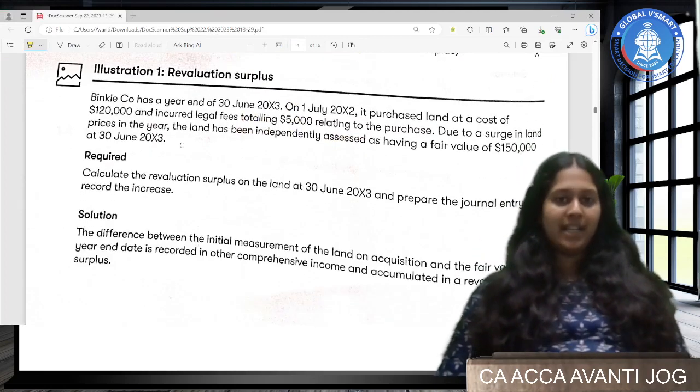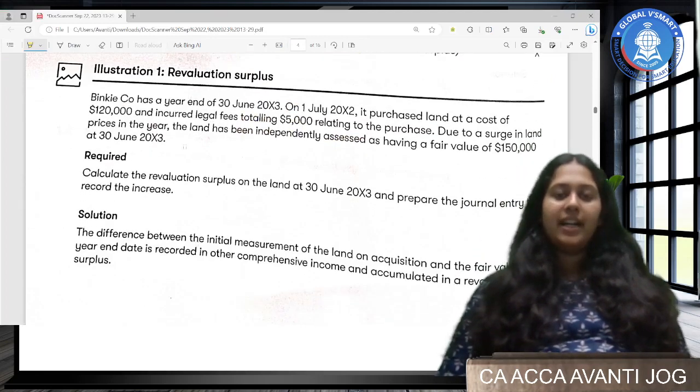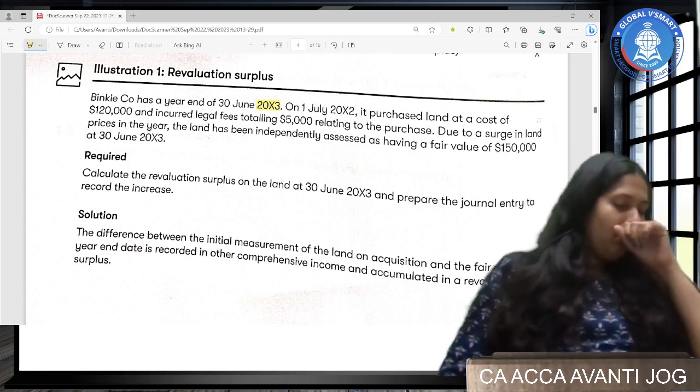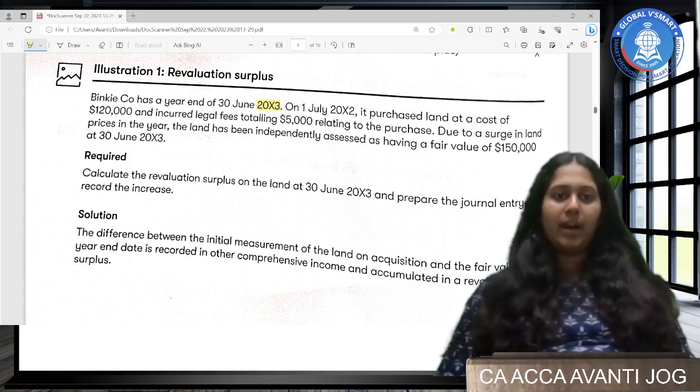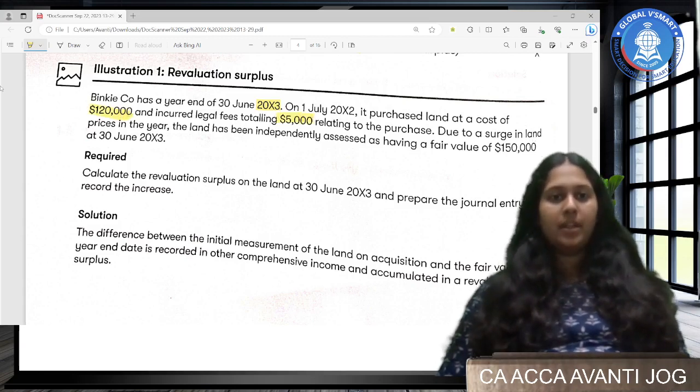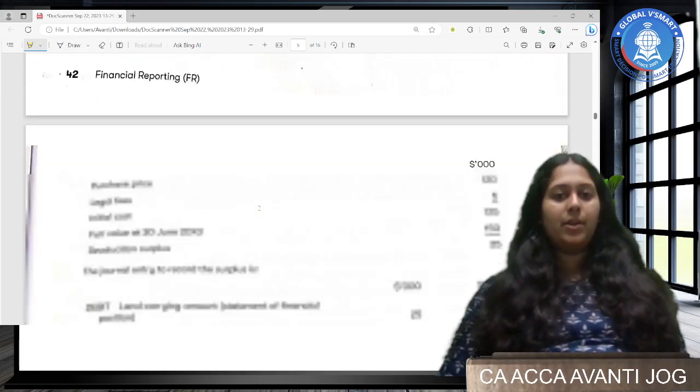Let me give you an example. Pinky had a year end of 30th June 2013. On 1st of July 2012, that is 1 year back, it purchased a land at a cost of 1,20,000 and it incurred legal fees of 5,000. So these are professional fees, we need to add them. Due to a surge in the prices, the fair value rose to 1,50,000 after 1 year, that is on 30th June 2013. Calculate the revaluation surplus.